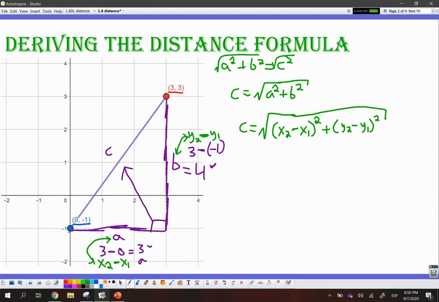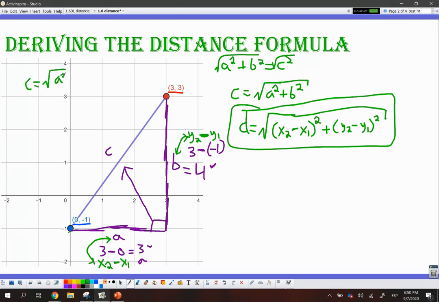Now all we have to do here is change this c into a d for distance, and I have the distance formula. So what I can do here to find the distance formula, first let's do the Pythagorean theorem. So I know that if I use c equals square root of a squared plus b squared, I can use this to find what c is.